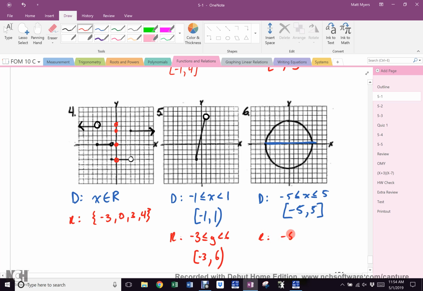Negative 5 less than or equal to y, less than or equal to 5. Negative 5, 5. Can everybody do domain and range? All you got to do is remember which is which. Domains live on the x, ranges live on the y. Okay?